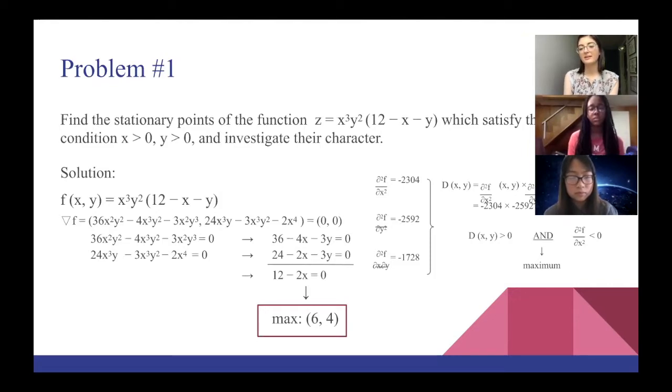Now, if we plug that into our discriminant formula, we find that the discriminant is greater than 0, but the second derivative with respect to y is going to be less than 0, and as a result, we can determine that this point indeed is a maximum within the function.